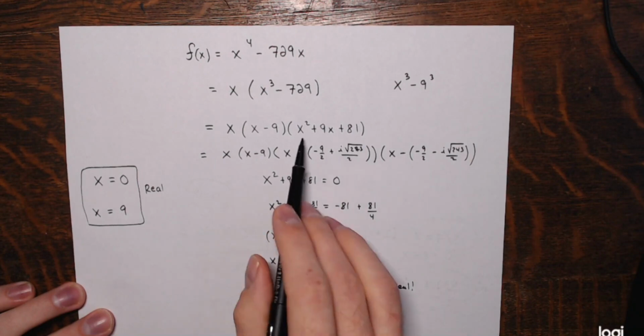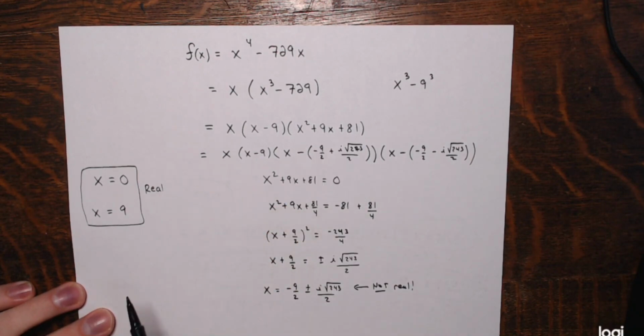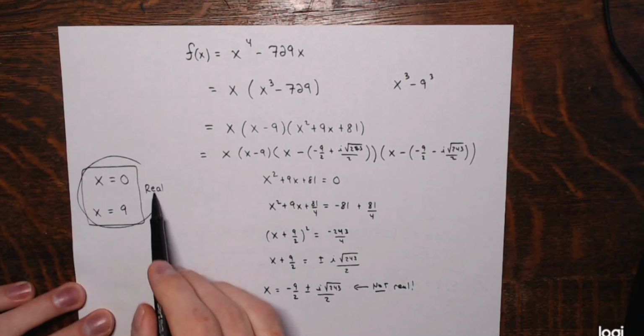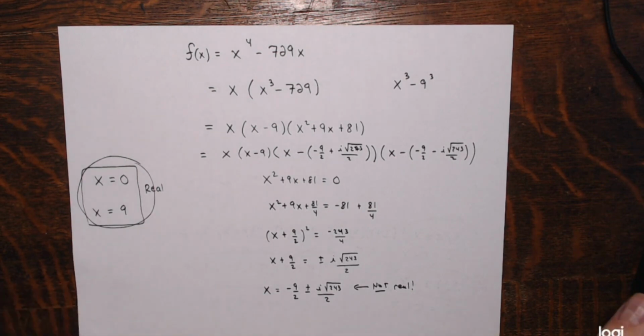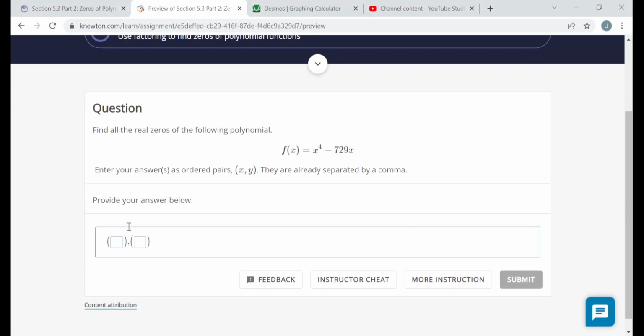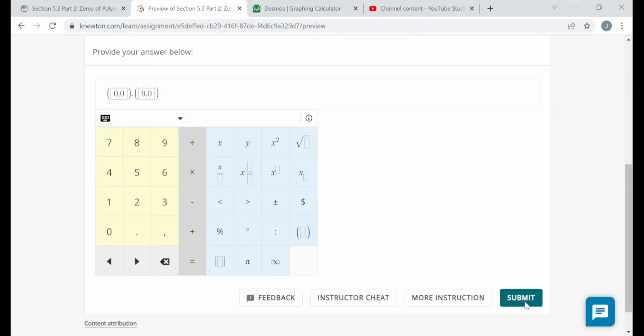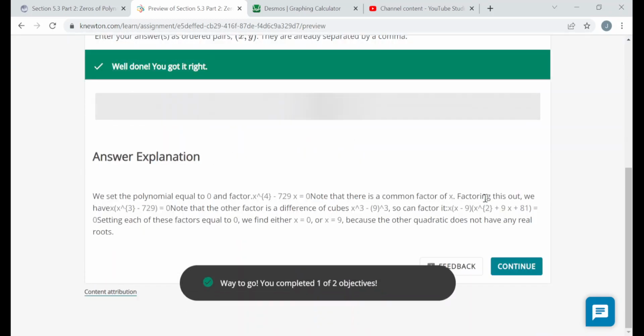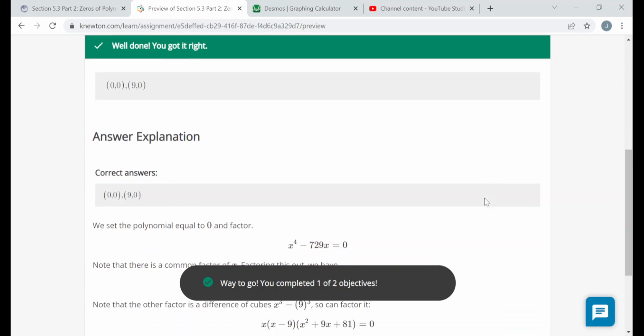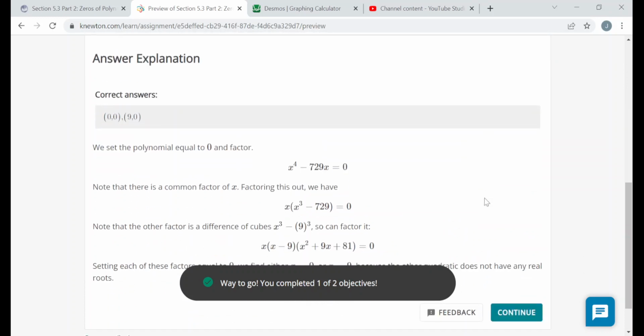So usually we stop when we get to the factoring over the integers. All the coefficients are integers. All right, but the only real zeros are 0 and 9. So the x-intercepts are (0, 0) and (9, 0). Right, that's what they want. So (0, 0), (9, 0). Okay, so that objective's done with the finding zeros by factoring.